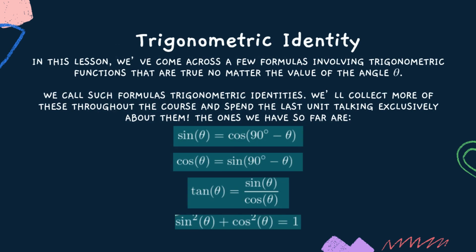In this lesson, we've come across a few formulas involving trigonometric functions that are true no matter the value of the angle theta. We call such formulas trigonometric identities. We'll collect more of these throughout the course and spend the last unit talking exclusively about them. The ones we have so far are these. You don't have to remember them now. You'll get used to remembering them as you work through the course, but write them down somewhere you can access them if needed.